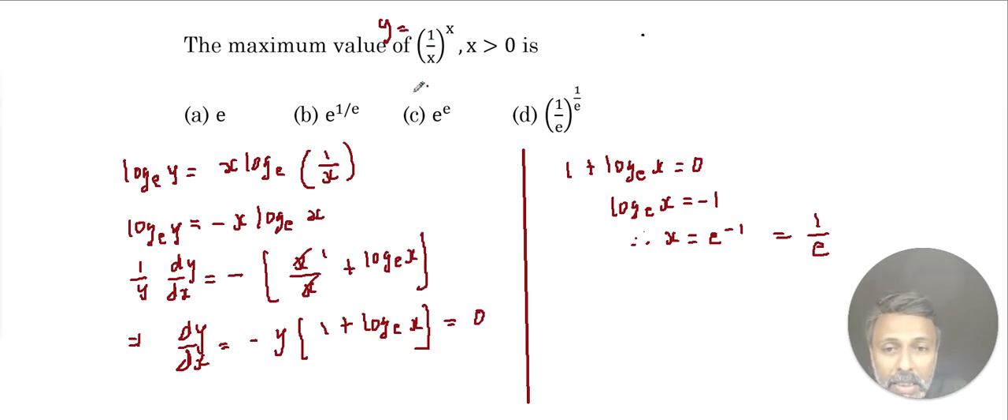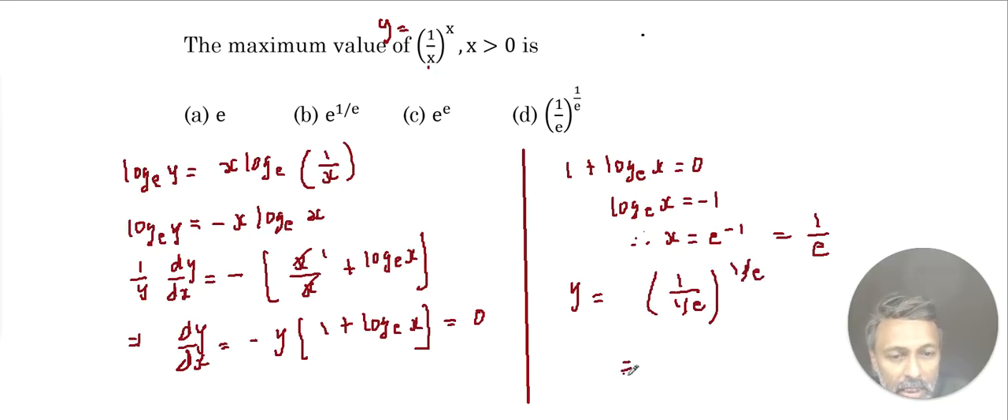We want to find the maximum value of this, so we want y. It is 1 upon e, because x is 1 upon e, to the power of 1 upon e, which is equal to e raised to 1 upon e. This is our option B. Very important question. Let's take one more.